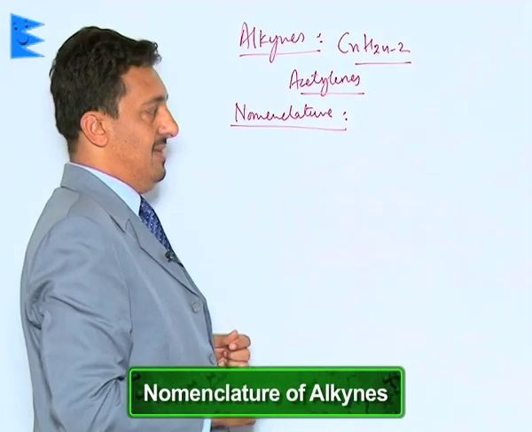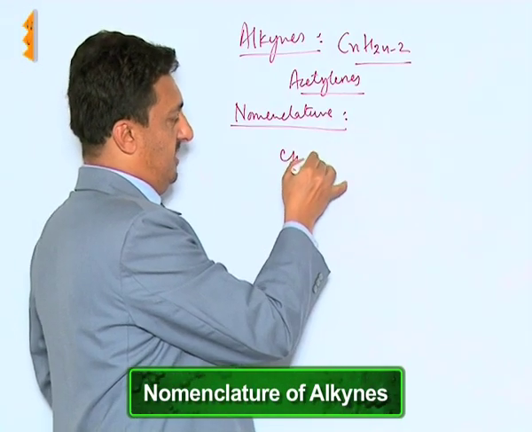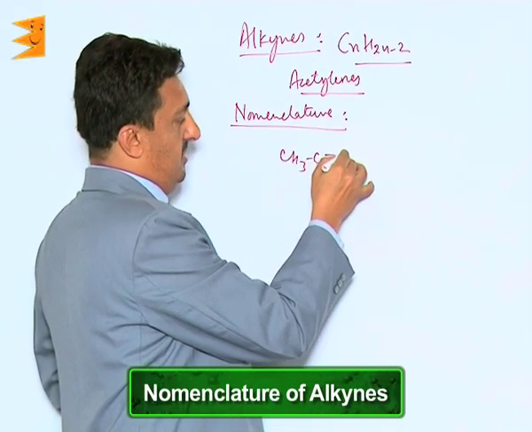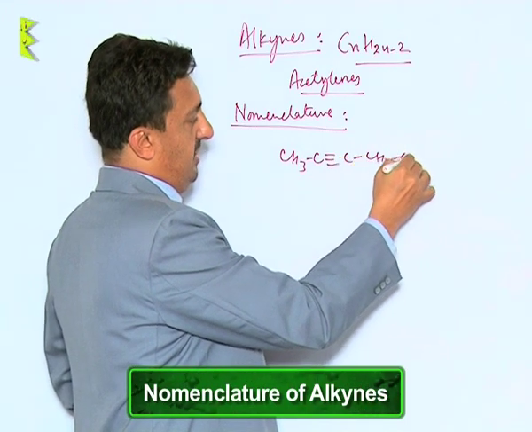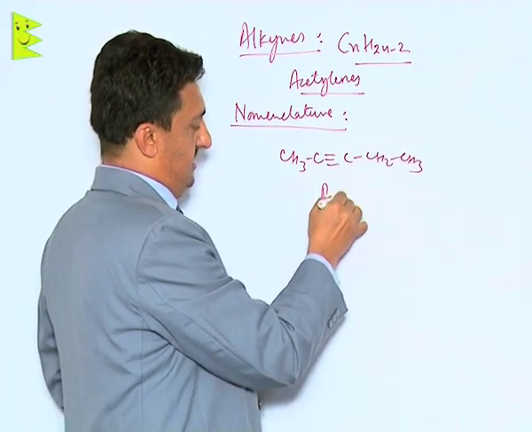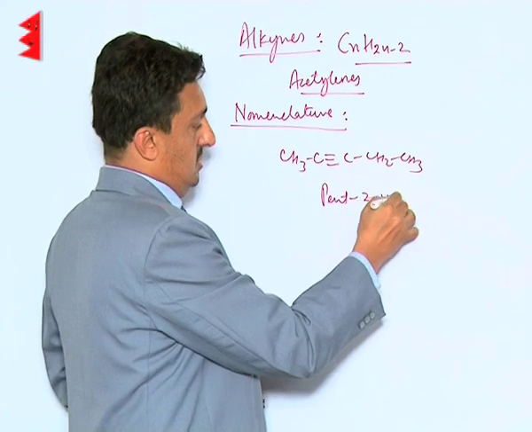See, we know that we call them alkynes, and if we have, suppose, CH3, C triple bond C, CH2, CH3, we will call it what? Pent-2-ine.